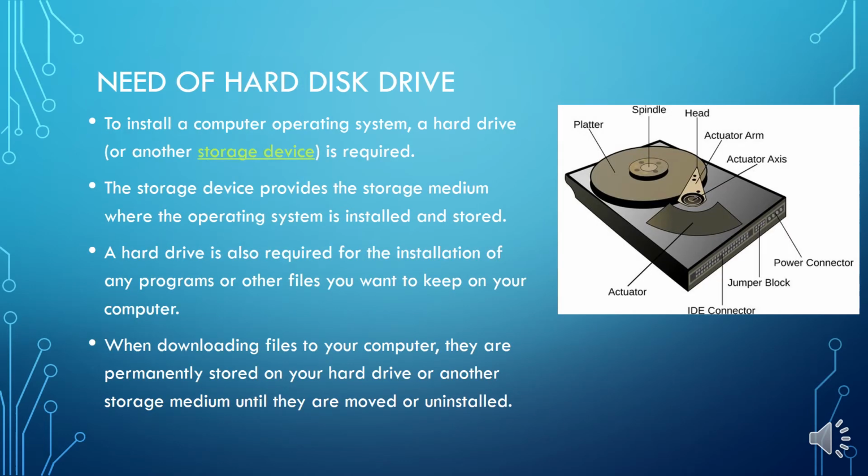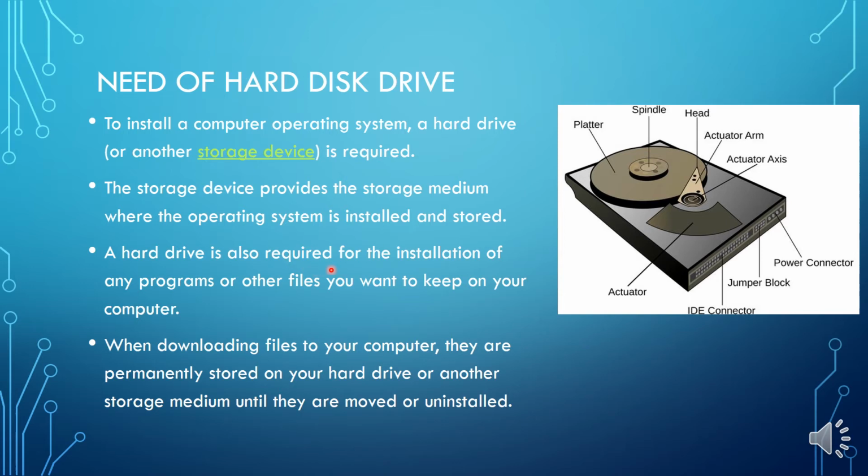Now here you can see what is the need of a hard disk drive. To install an operating system, a hard drive is required. Means where are we going to store the operating system? Is the operating system permanent or temporary? The answer is it is temporary. You can install a number of operating systems, even you can erase it and install a fresh operating system, so it can be stored on the hard disk. The storage device provides the storage medium where the operating system is installed and stored.